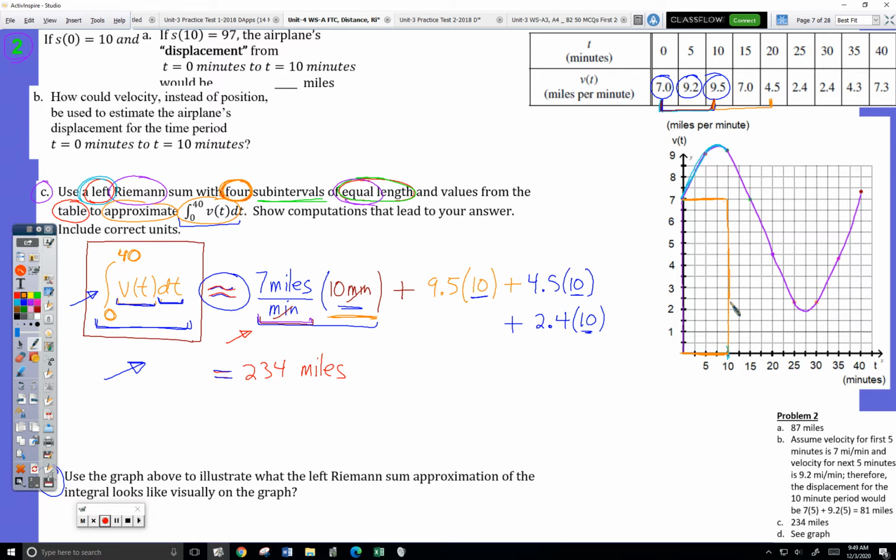Cool. Notice this. If in that 10-minute period we had checked the velocity 4 times, we would have gotten rectangles that would have looked like these.